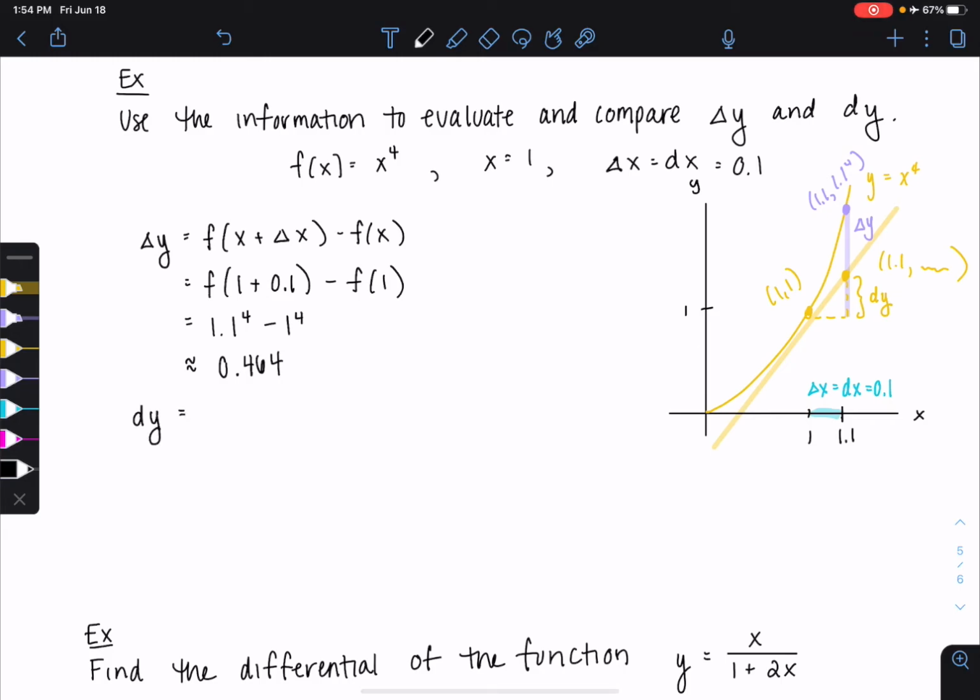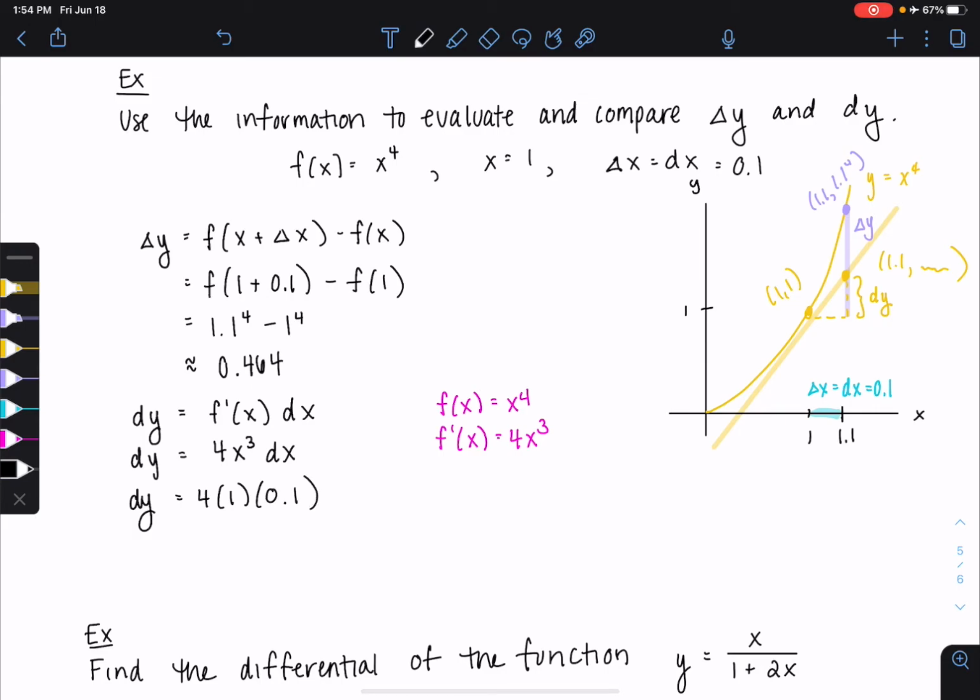Now I want to see what is the change in the y values on my tangent line. And so our differential dy is the derivative times dx. So our function is x to the fourth. The derivative is going to be 4x cubed. Okay. So dy in our case is going to be 4x cubed times dx. So plugging in all the pieces, x is 1 and dx is delta x. It's 0.01.